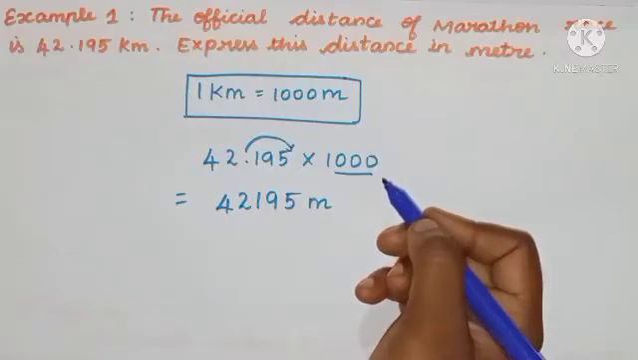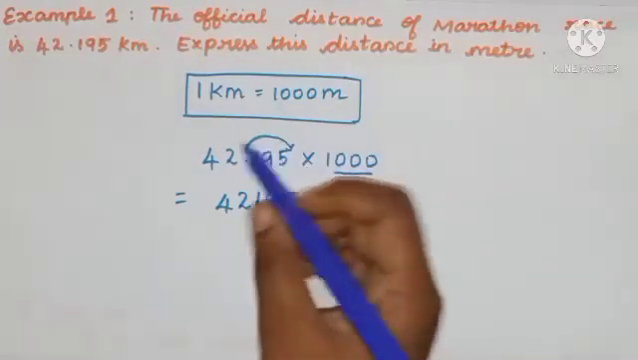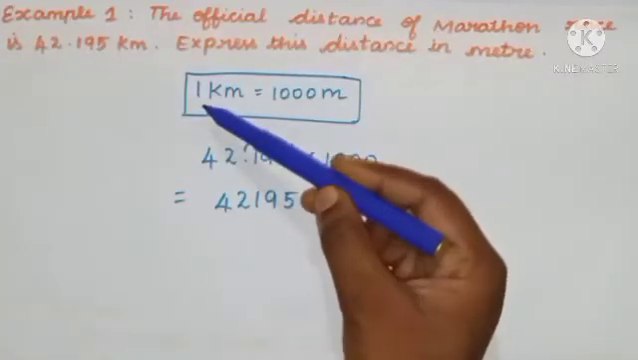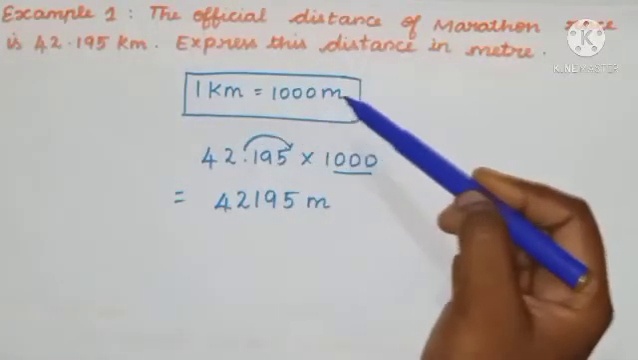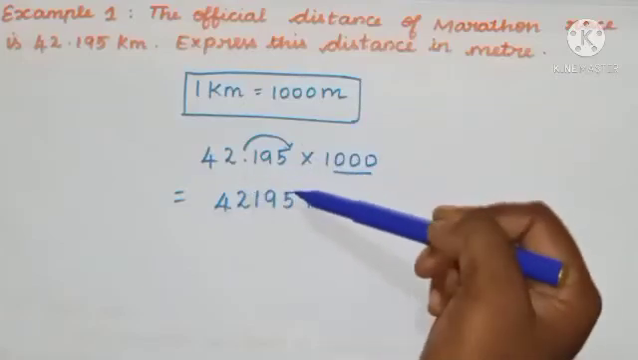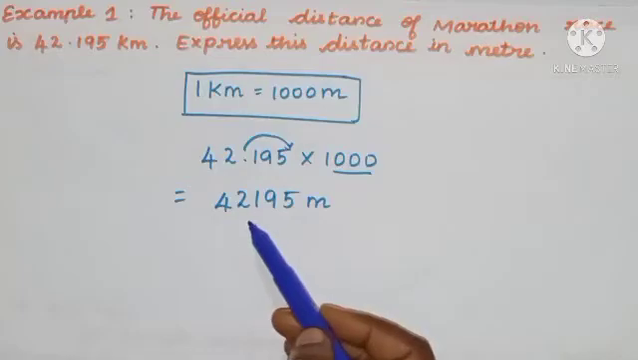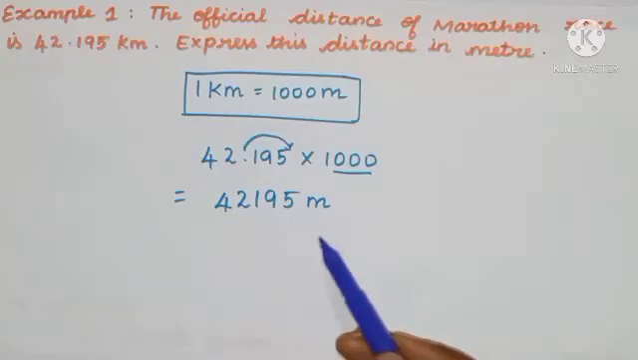First, we have to convert this kilometer into meter. As we already know the formula, 1 kilometer equal to 1000 meter. 42.195 into 1000 is equal to 42,195 meter.